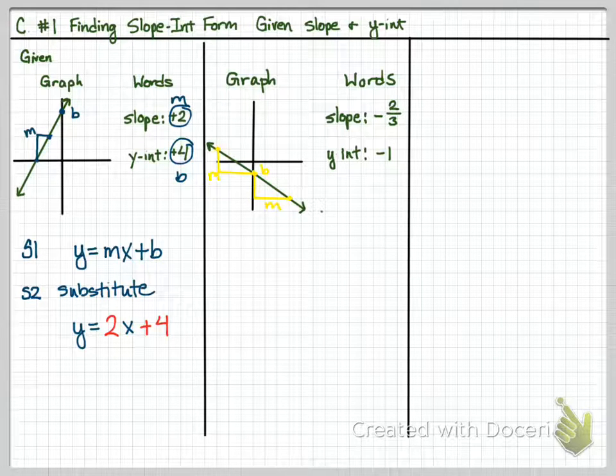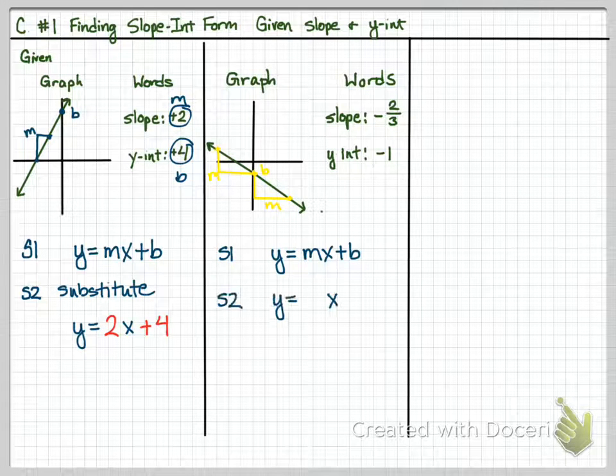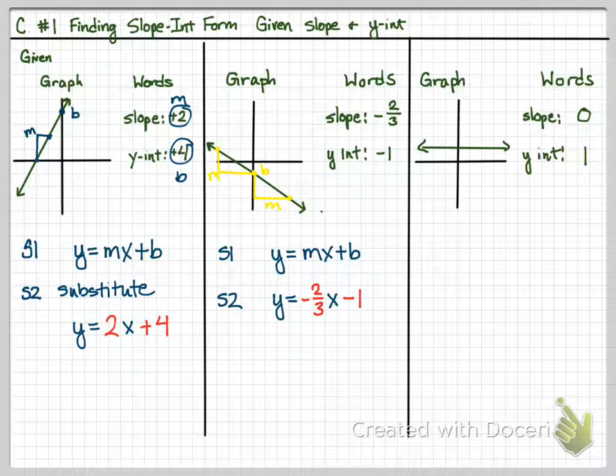Right? There's our m, the 2 triangles, and the b, there's only one b. When it's a linear function, there will only be one b that will represent where the line crosses the y-axis. So step 1, y equals mx plus b. Step 2, let's start to substitute. Our y and our x are infinite, so we'll leave them there as y and x. Let's begin with the b. The y-intercept is negative 1, and our m is negative 2 over 3. And that's our equation.